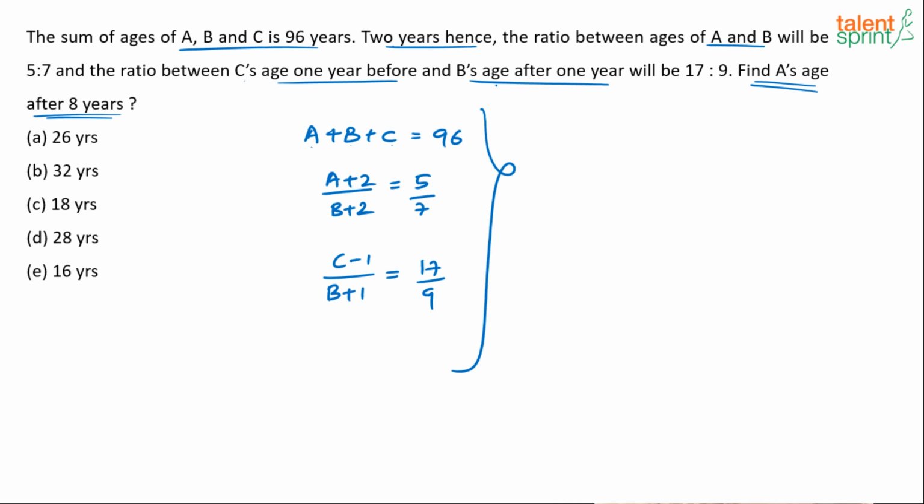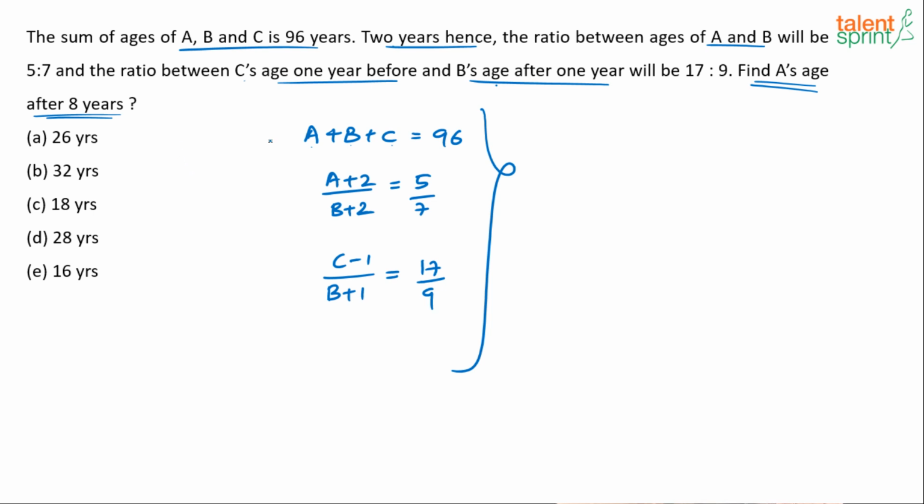So either you solve all these equations, or solve these equations. You can do it anyway. Let me give you the smart method now. Find A's age after 8 years. What will be A's age after 8 years? Let's see if we can eliminate options. It will be great if we can eliminate 4 of these options, so that we are left with only one choice.